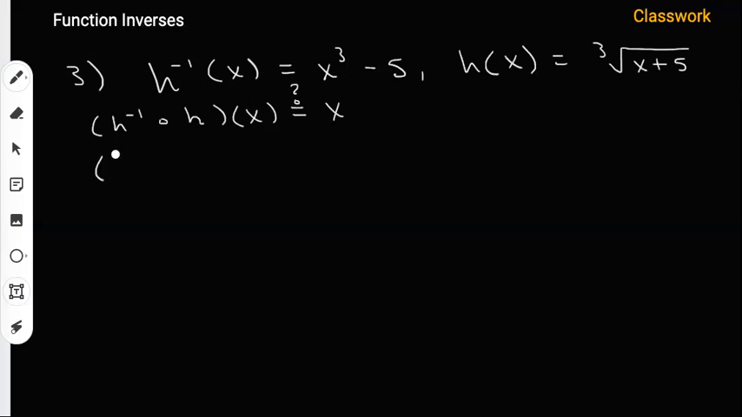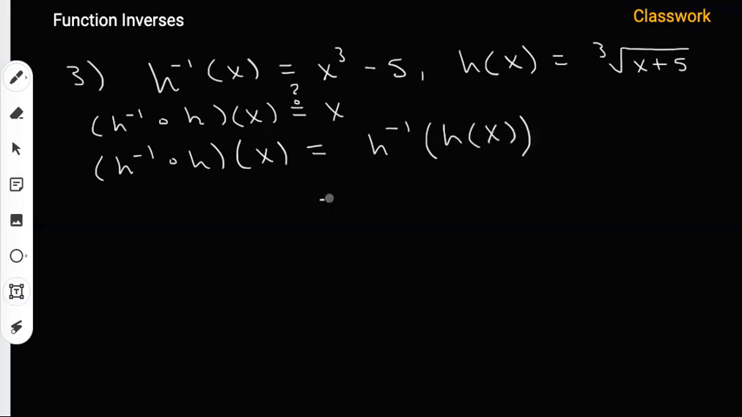Well, we start off with h inverse, right? So we're going to have h inverse, and we're going to evaluate that at h of x. So we have h inverse. What is h of x? That is the cube root of x + 5. So that's going to go on the inside.